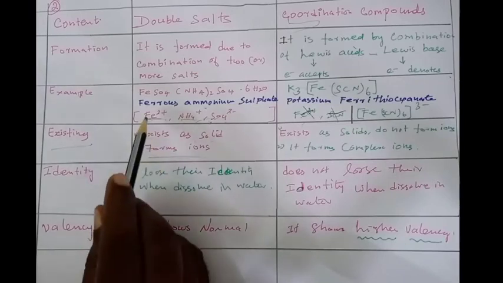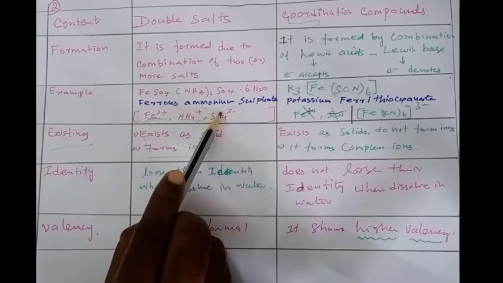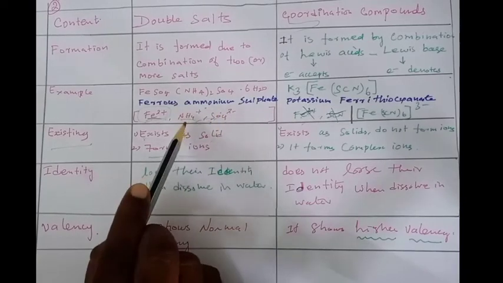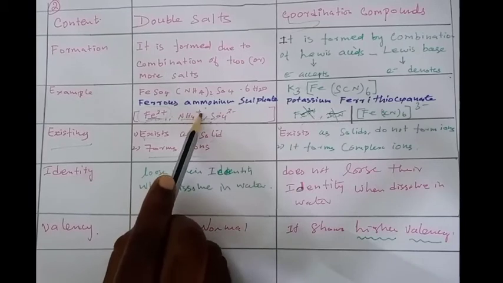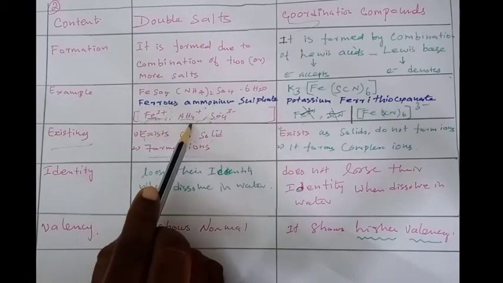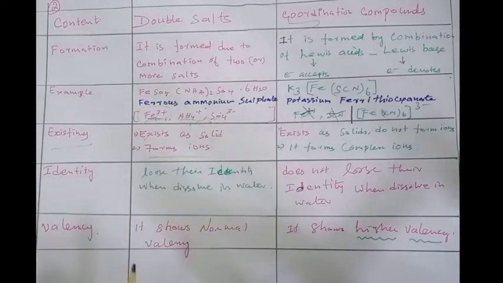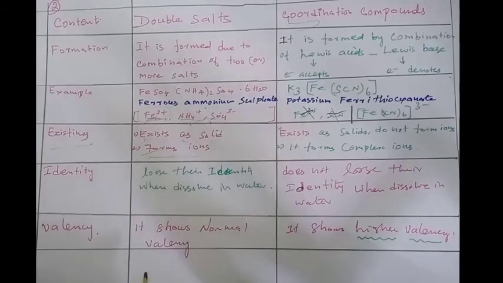Very simple. This is ions. Ferrous ammonium sulfate, dissolved in water, forms these ions: Fe2+, NH4+, SO4 2-. That means ferrous ions, ammonium ions, and sulfate ions. That's it. That is an example.